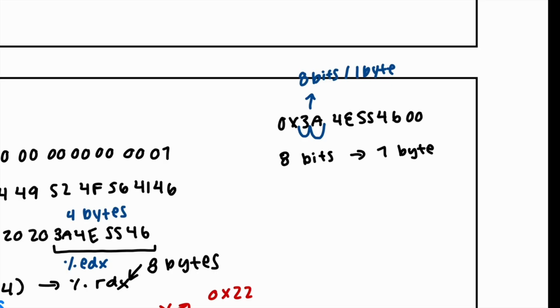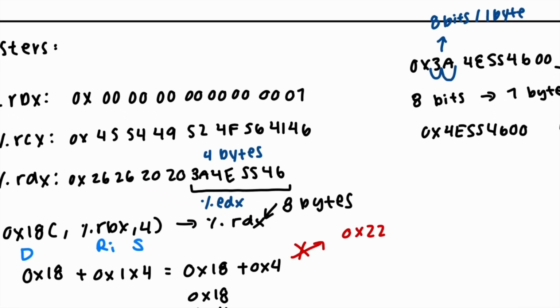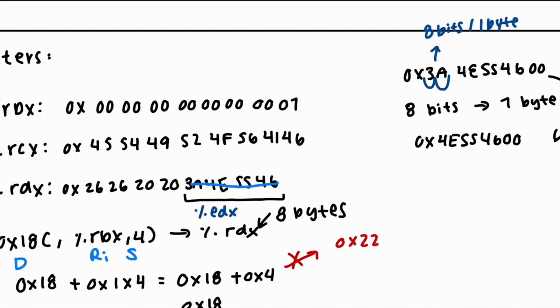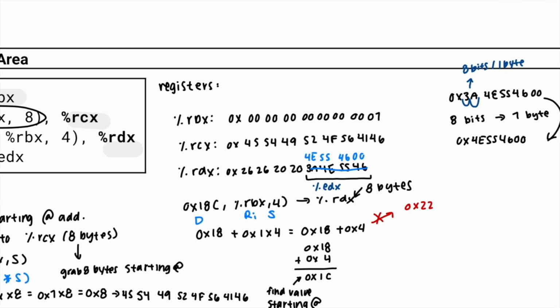So after shifting left, we would get 0x4E554600. So then we will update EDX to be that, and these will be our final register values for problem 2.